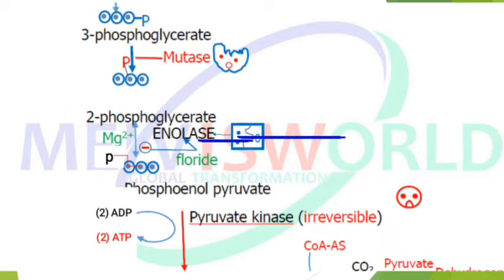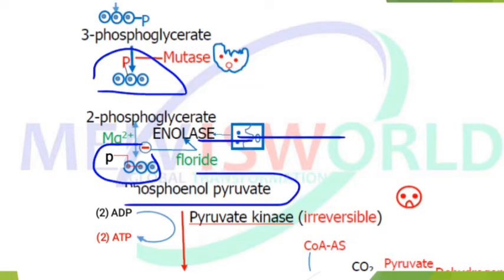Then, what happens? The enolase enzyme comes. It doesn't cleave off the phosphate group. Rather, it weakens the phosphate group so that a stronger enzyme can cleave it off. Once it weakens it, it is called phosphoenolpyruvate. Phosphoenolpyruvate is not the substrate. Good.